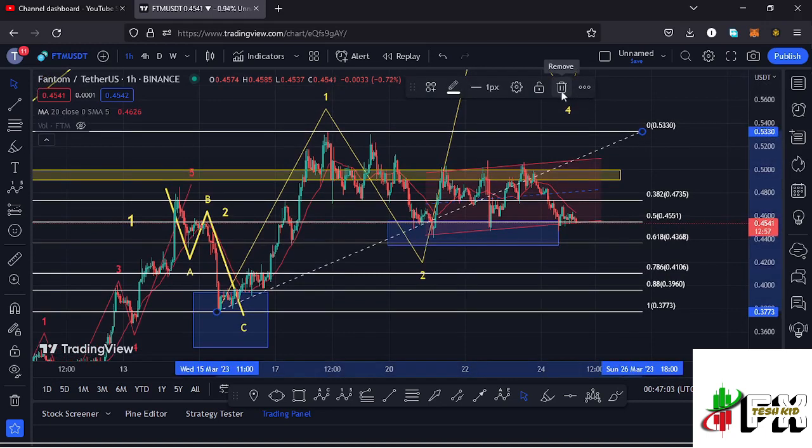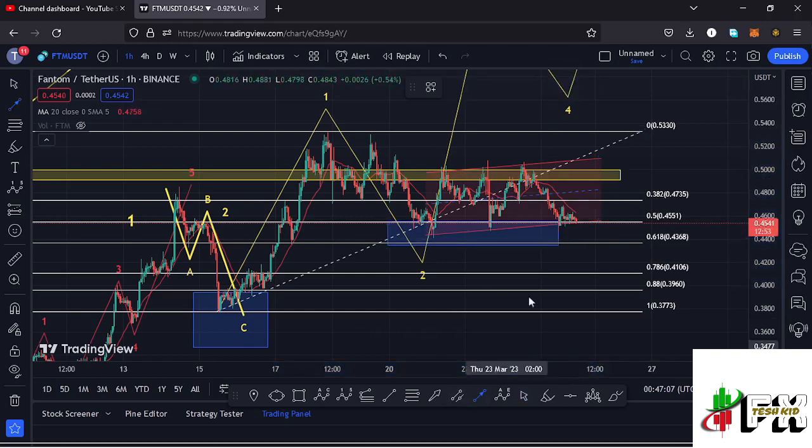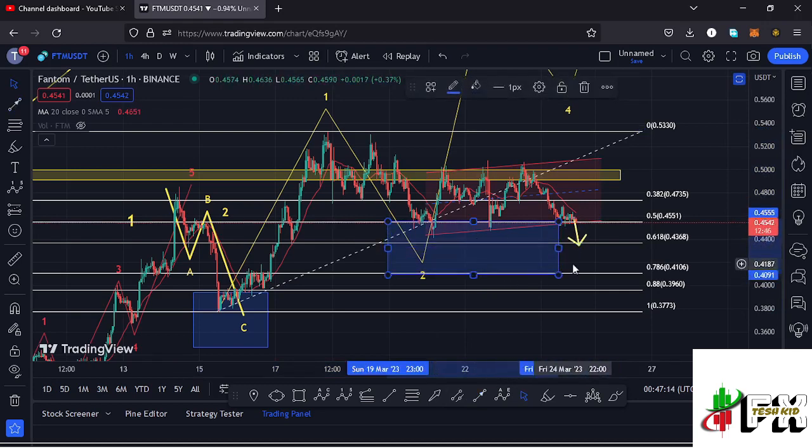And in case the breakdown continues back into this target area, and maybe at some point we lose the fib level 0.618, then I'll have to extend my target area back to the fib level 0.78, which lies at around the $0.4106 mark, which is still a minimum retracement area in the formation of that wave 2.